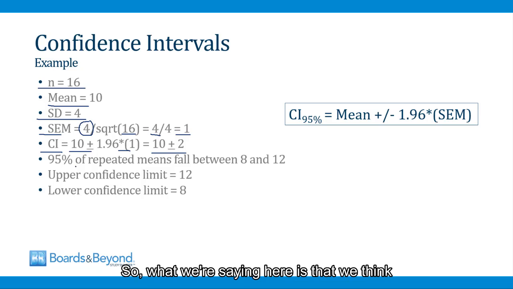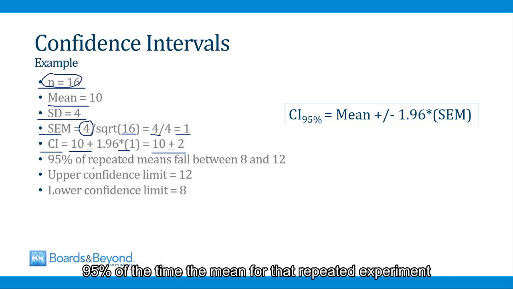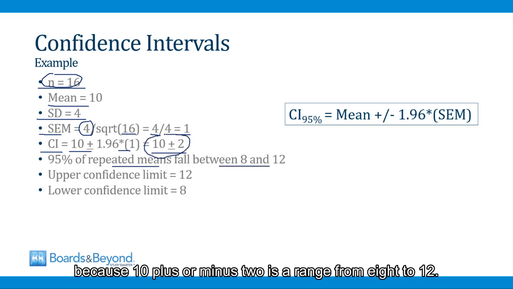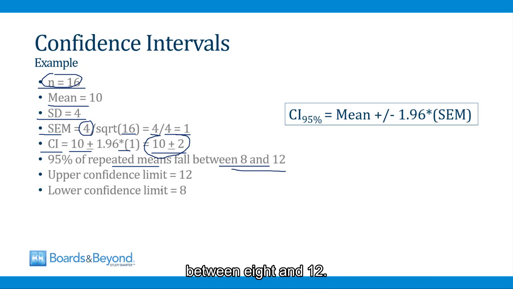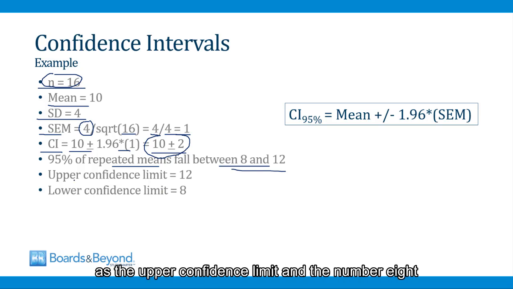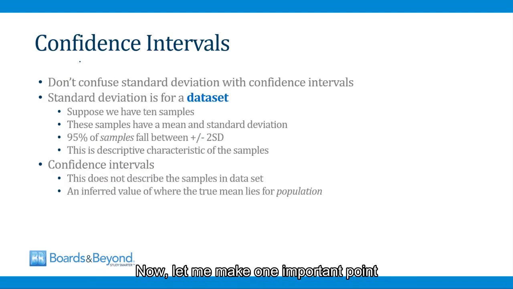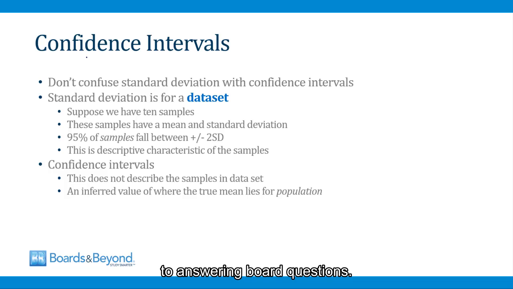So what we're saying here is that we think if we repeated this experiment and took another 16 samples, 95% of the time the mean for that repeated experiment would fall between 8 and 12, because 10 plus or minus 2 is a range from 8 to 12. Or still another way to say this is that we think the true population mean has a 95% chance of falling between 8 and 12. And we sometimes refer to the number 12 as the upper confidence limit and the number 8 as the lower confidence limit.